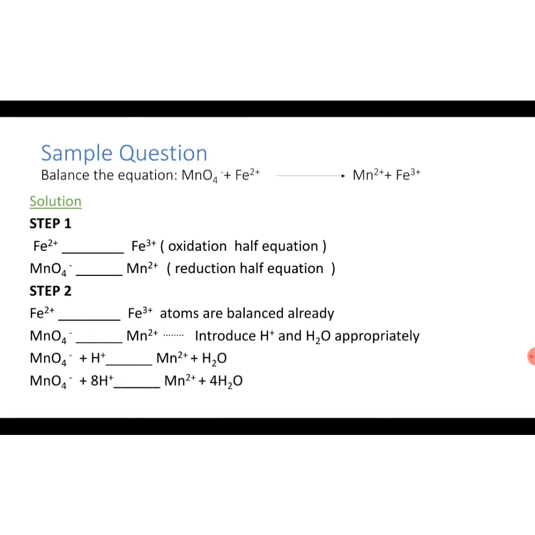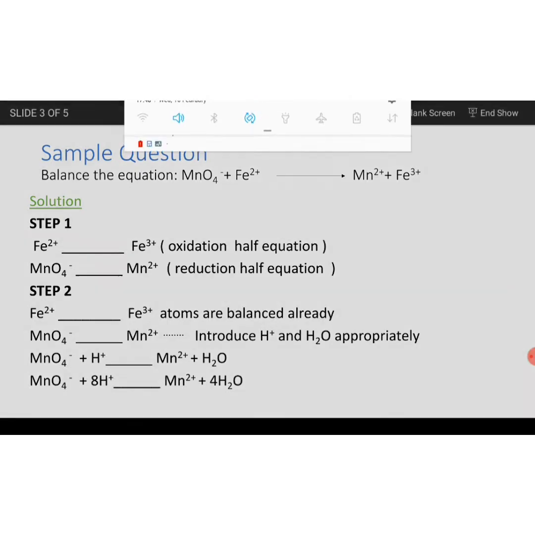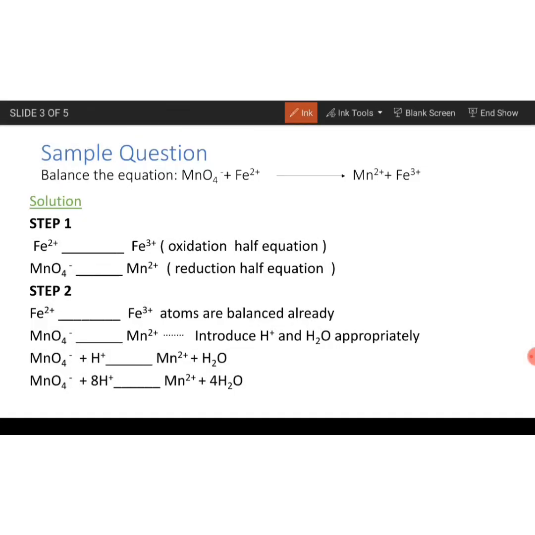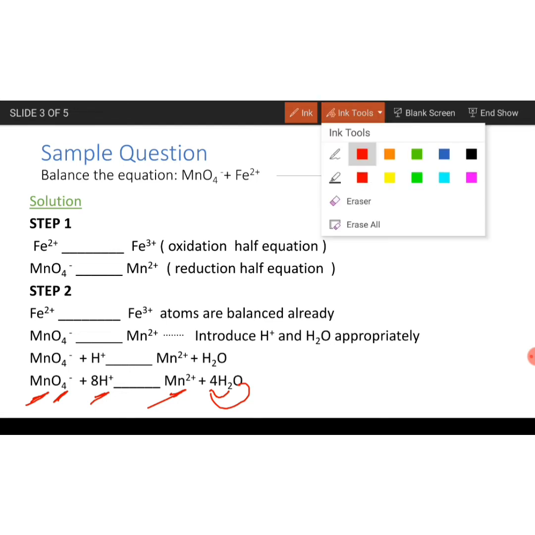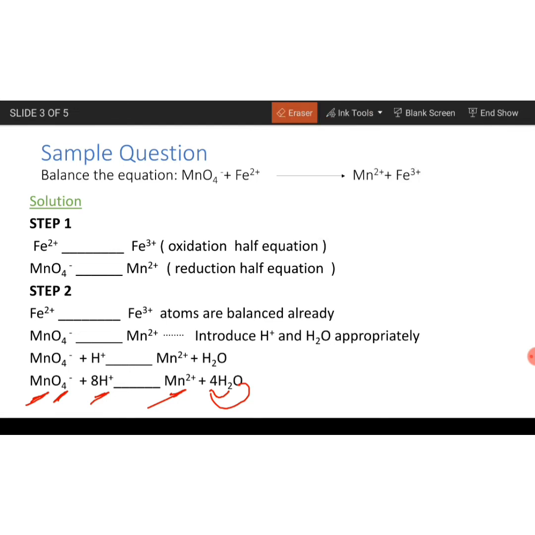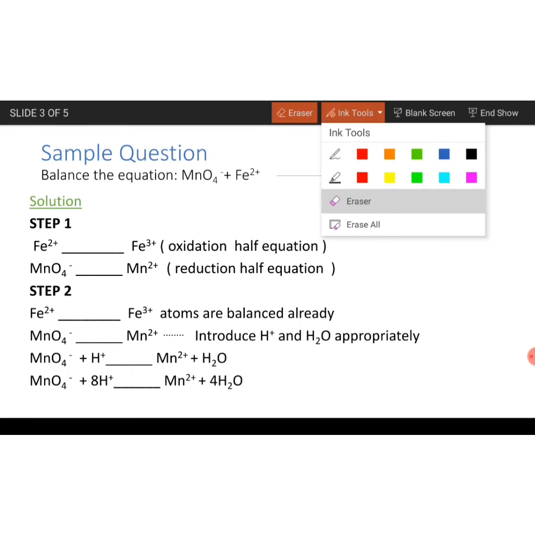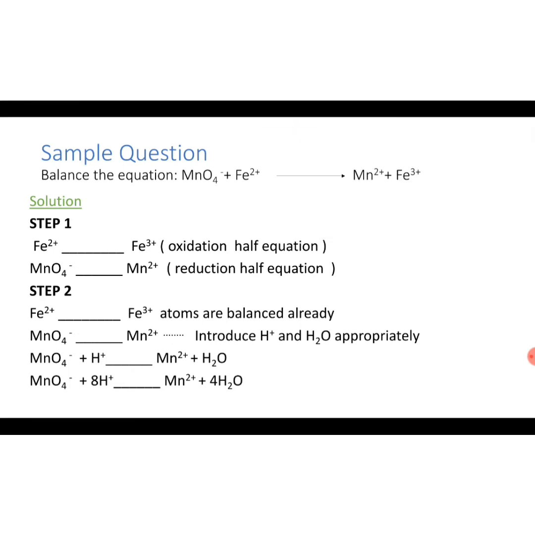We now have our manganese to be 1. Manganese here 1. We have our oxygen here 4, and our oxygen here 4. We have our hydrogen here 8 and our hydrogen here 8, 4 times 2 to be 8. So we have balanced that equation atom wise. So we move to the next thing.